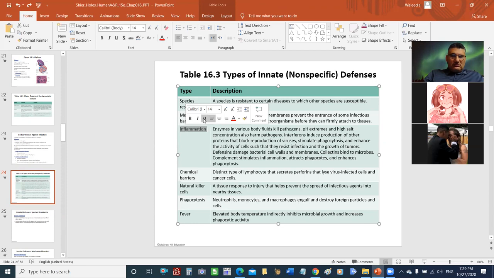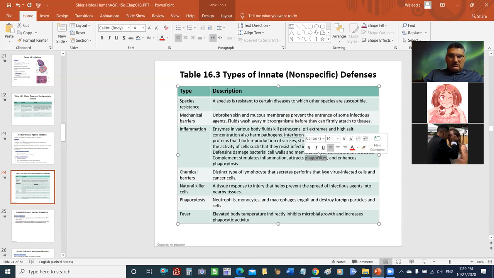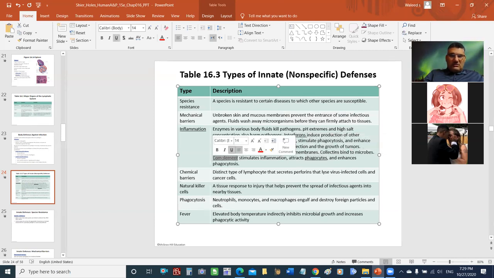Inflammation is one. You also have interferon, which is related to inflammation, but it does count as one of the innate. You also have something like phagocytes. You have something like complement. All of these are non-specific.